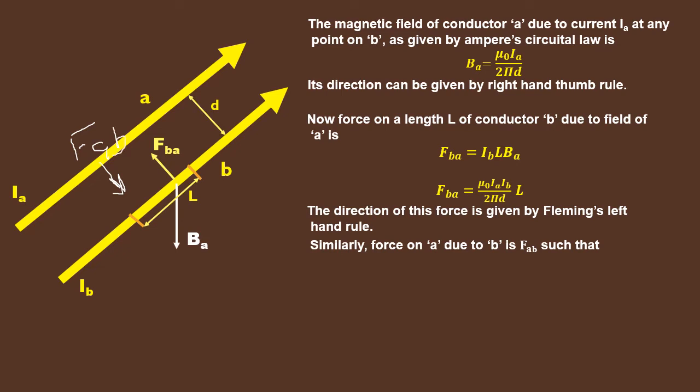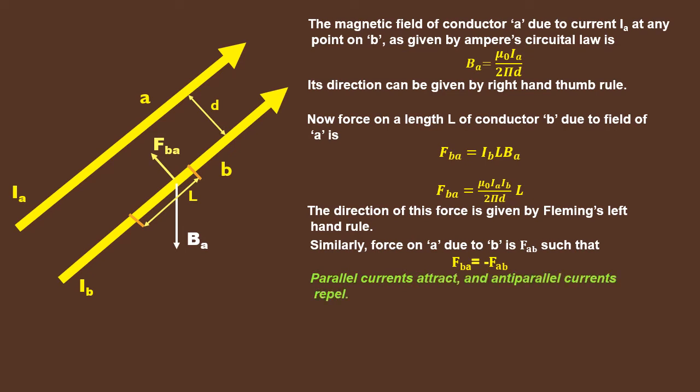So we can easily tell from this discussion that the two forces FAB and FBA are equal and opposite to each other. So the two forces are FAB and FBA, and FBA is minus FAB. So our conclusion is that two parallel currents will attract each other while anti-parallel currents will repel each other. If these two currents had been anti-parallel, at an angle of 180 degrees, then they would exert repulsive forces. But here, since they are parallel, they are attracting each other. So this is the conclusion.